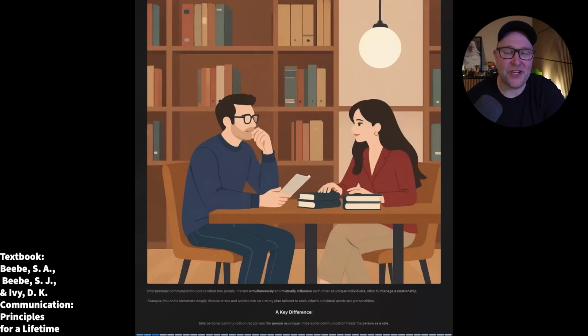Interpersonal communication occurs when two people interact simultaneously and mutually influence each other as unique individuals, often to manage a relationship. An example is you and a classmate deeply discuss stress and collaborate on a study plan tailored to each other's individual needs and personalities.